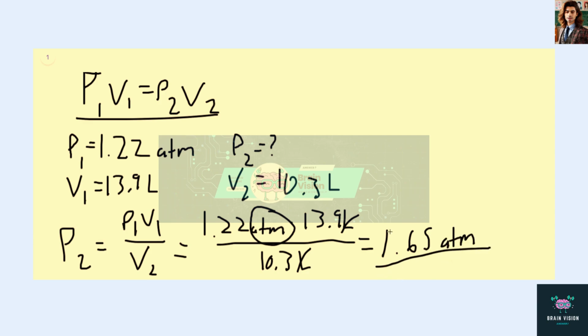And so this answer makes sense since it went up from our original pressure. If the volume decreases, but the number of moles stays the same, the pressure has to go up, since it's the same amount of particles in a smaller container, they will therefore have more collisions and increase the pressure. So the final answer is 1.65 atmospheres.